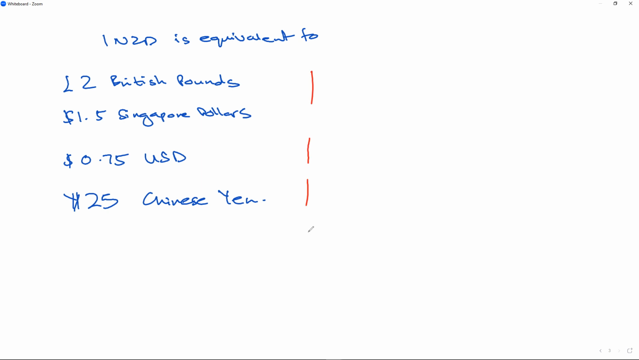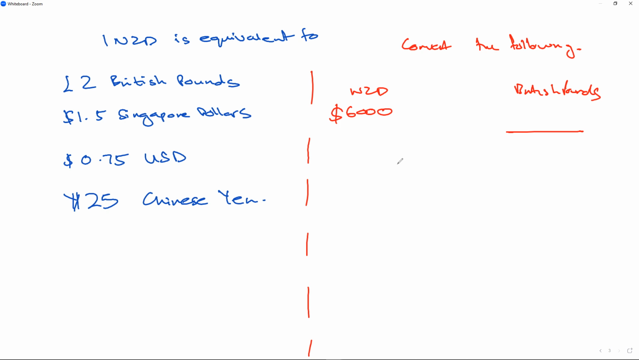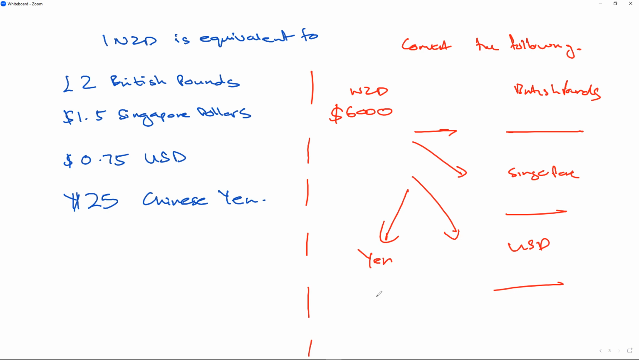Okay, so then if I have a question and I say, okay, convert the following, and let's keep NZD on one side. In this case, let's say I've got 6,000 New Zealand dollars on one side, and I've got British pounds on the other side. Let's suppose I've got to convert that into each and every one of these. Let's say I'm going to get some Singapore dollars as well, USD, and yen.